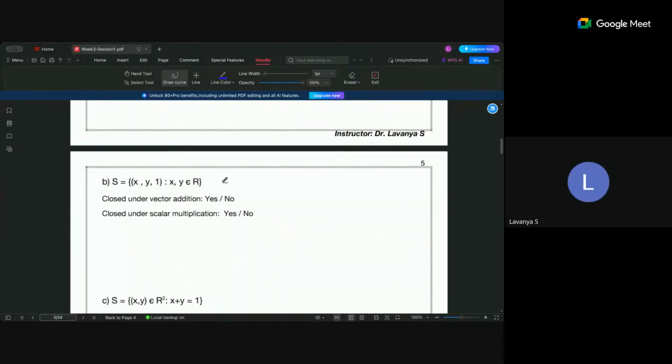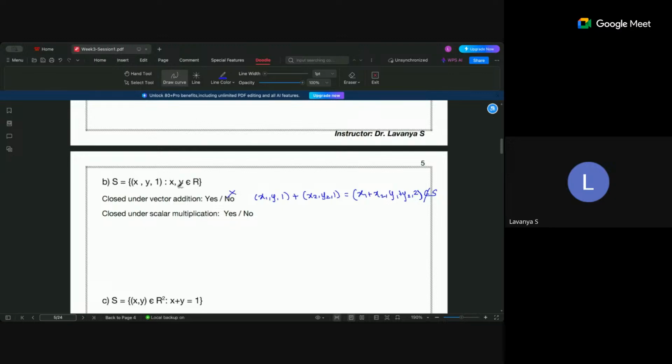Now look at this set. Check whether it is closed under addition. Take two entries from this set. Now what is the sum of this? x1 plus x2 comma y1 plus y2 comma 2. No, ma'am, it is not, because the last entry is 2 and not 1. Now you see that this is not in S. So this is not closed under addition.